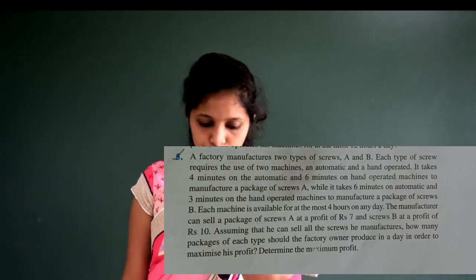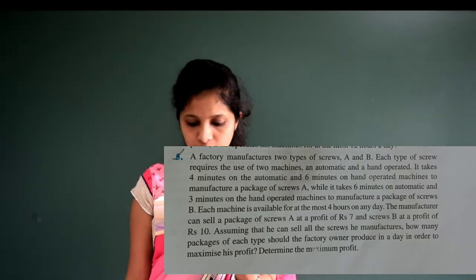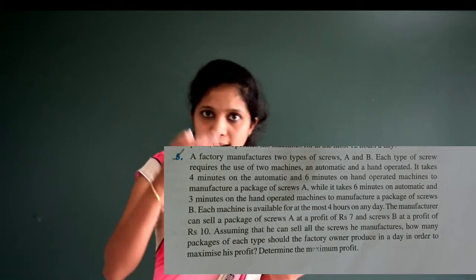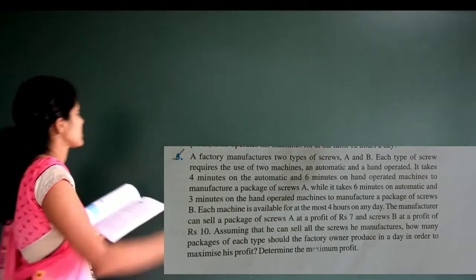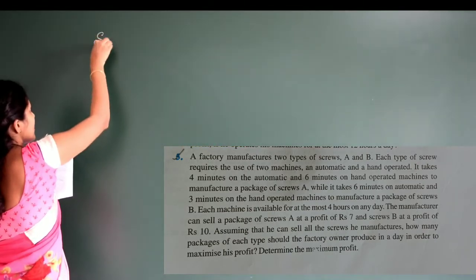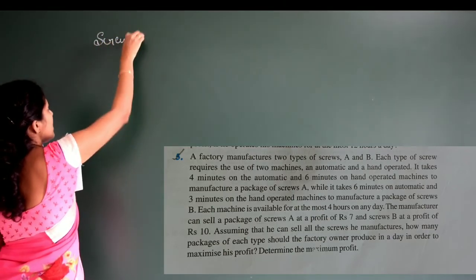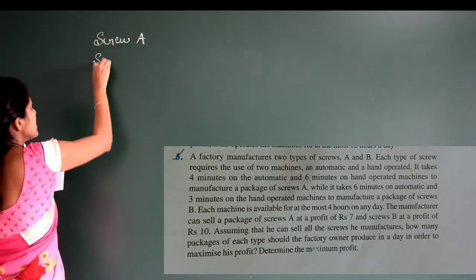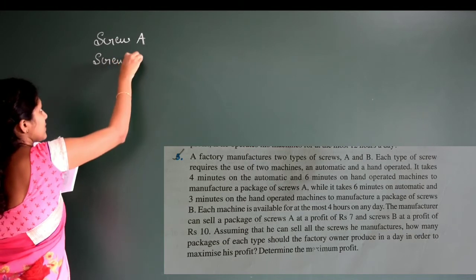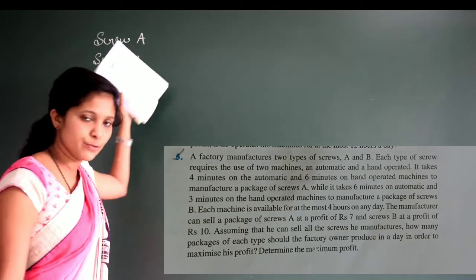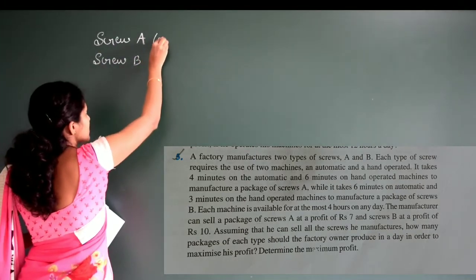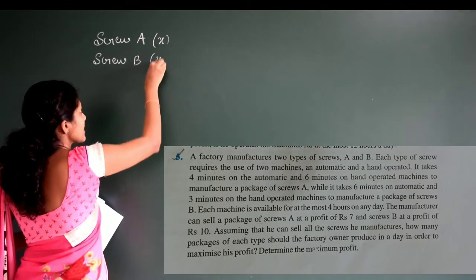A factory manufactures two types of screws, A and B. So the factory is manufacturing two types of screws, that is A and B. Let us consider that the first one is screw A, another one is screw B. Is it clear? The factory is manufacturing two types of screws. So we will consider this as X and this as Y.